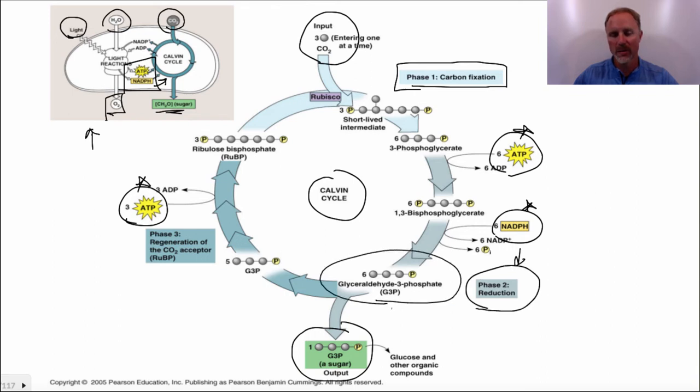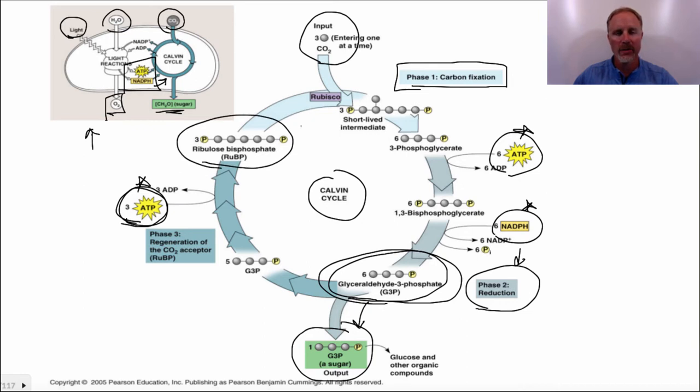It gives us glyceraldehyde 3-phosphate, or G3P. That's what's going to get funneled into the sugar. We're going to use some ATP to rearrange the remaining glyceraldehyde 3-phosphate back into the RuBP that we're starting with.